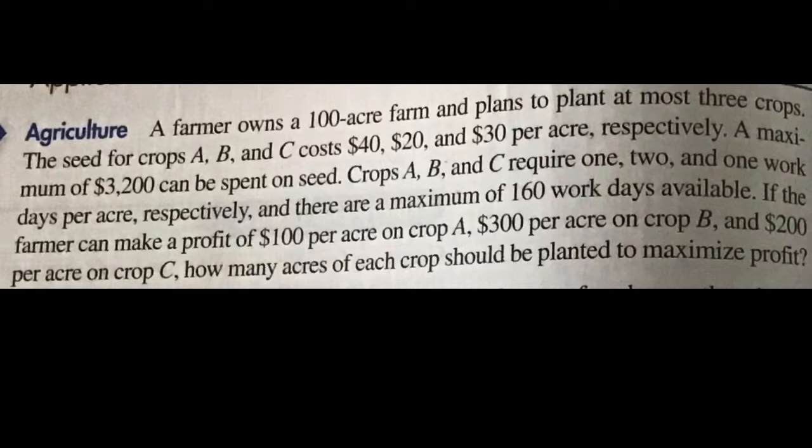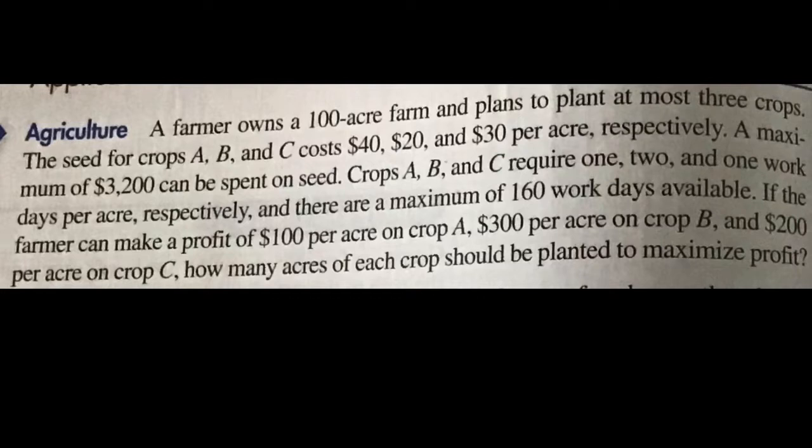If the farmer can make a profit of $100 per acre on crop A, $300 for crop B, and $200 for crop C, how many acres of each crop should be planted to maximize profit? All right, so I'm going to go to the board now, and I'm going to try to lay out the model for this problem, and we'll see what the constraints are. But remember, here we want to maximize profit, so our objective function P will be the total amount we're going to make on each crop, which will be 100 for A, 300 for B, and 200 for C. So keep that in mind.